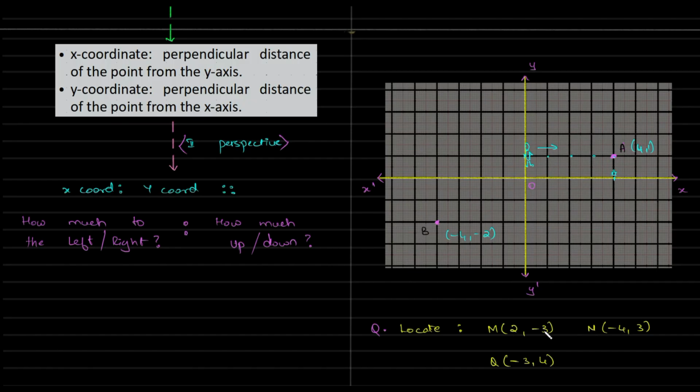So for 2, -3, what does it mean? See, it's always x, y. So x is to do with left or right. 2 to the right, -3 means 3 down. Here, this is point m: 2, -3. Point n: -4, that is 4 to the left, 1, 2, 3, 4, and 3 up, 1, 2, 3. That's point n. Point q is -3, that is to the left, and 4 means 4 up. That's your point q.